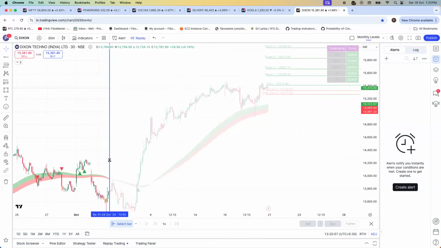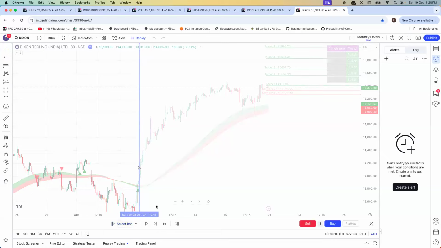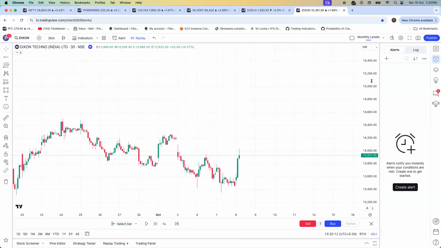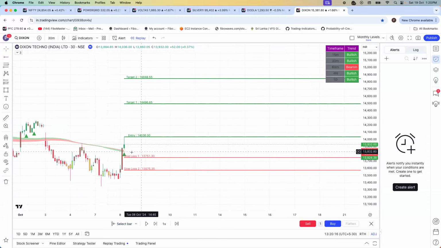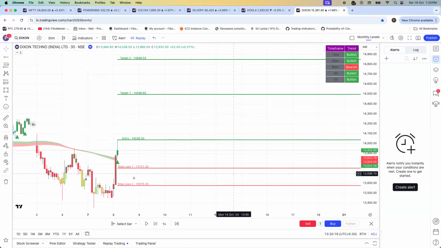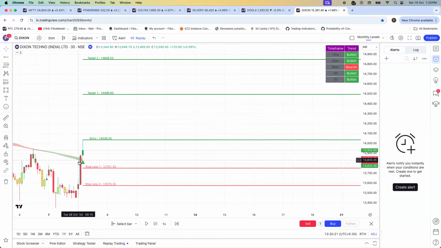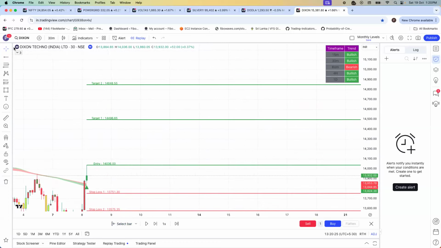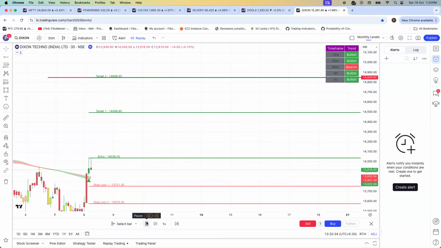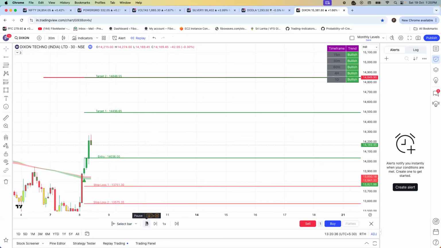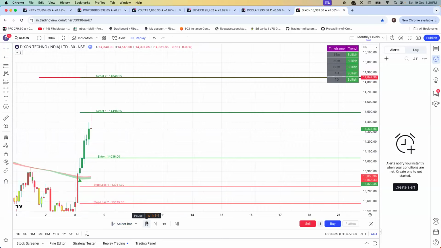So if you have gone for here, right? Let me show you. Here this is negative, right? In this case, the red is on the top, right? Red is on the top, green is on the bottom. Yes. So what is my target? Two targets. Target 2 is here. So 13 minutes I'm taking. So my target is 14,848. So here it crossed. If it crossed, what's the target? I'll go straight.